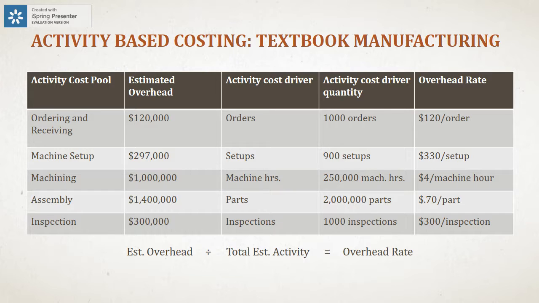Estimated overhead divided by total estimated activity provides us an overhead rate. Each of these rates will allow us to more accurately define what amount of overhead to allocate to each activity pool.